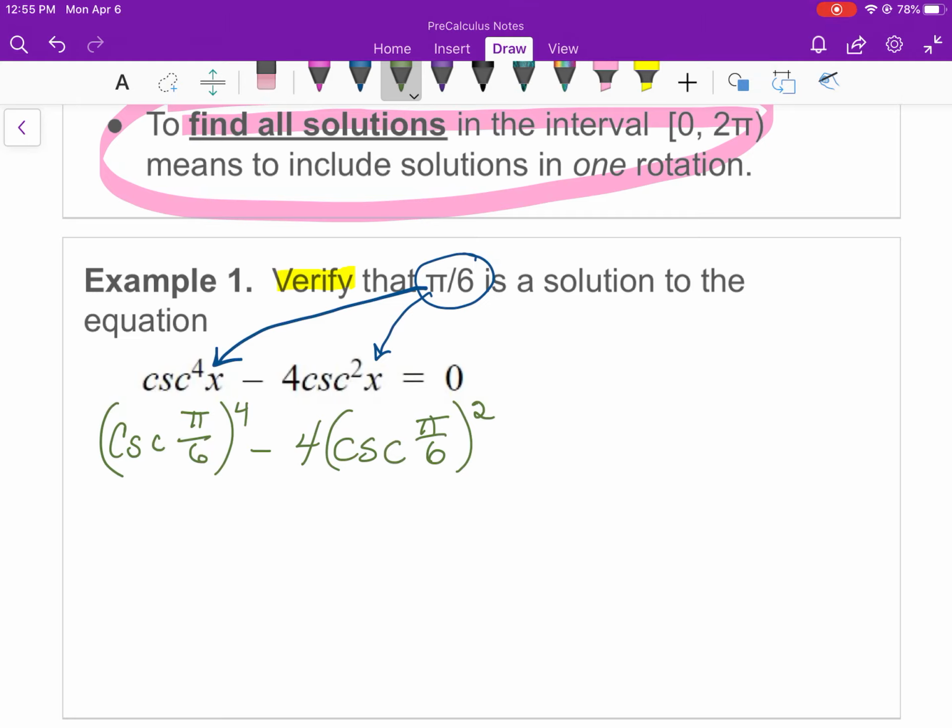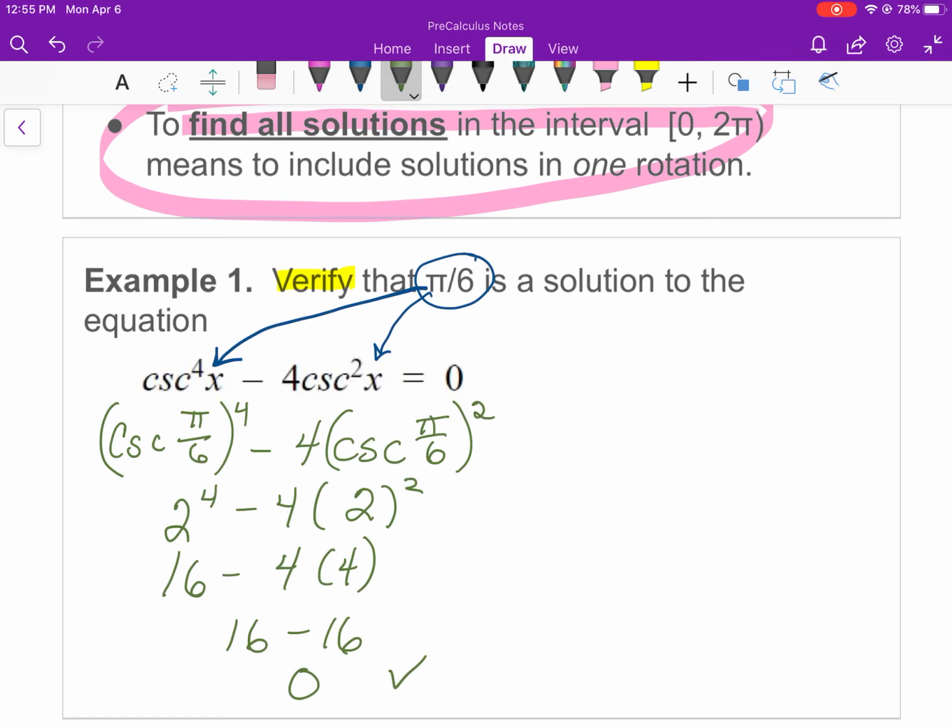All right, so we know the sine of pi over 6 is 1/2, so the cosecant would be 2. And so we have 16 minus 4 times 4, and so 16 minus 16 is that 0 we were looking for.